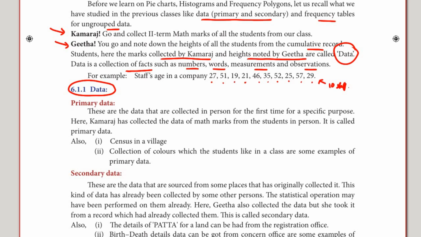So primary data. Basically these are the data that are collected in person for the first time for a specific purpose. Here you see Kamraj has collected the data of math marks from the students in person. He has collected it in person, and that's why it is called primary data. Another example is a census in a village, and more examples, collection of colors which the students like in a class.